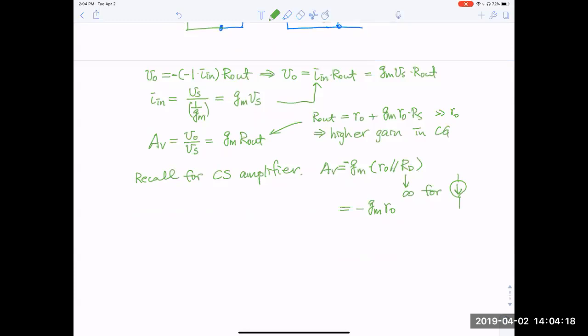First of all, the input resistance is too small. Output resistance is too large. So we need to combine these in some manner to obtain the optimum high voltage gain. This will be the subject of multi-stage amplifiers, which we will discuss later.